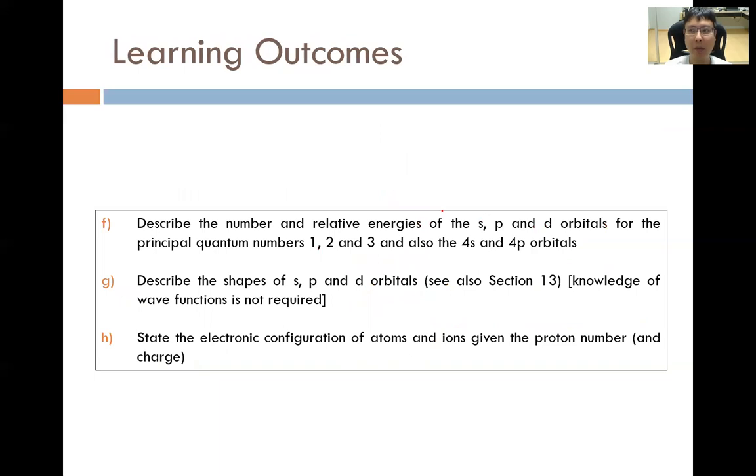So this sums up the questions that address these three learning outcomes. Describe the number and relative energies of the s, p, and d orbitals for the principal quantum numbers 1, 2, and 3, and also the 4s and 4p orbitals. Describe the shapes of the s, p, and d orbitals. And finally, to be able to state the electronic configuration of atoms and ions given the proton number and charge.